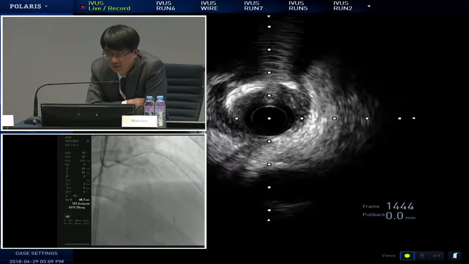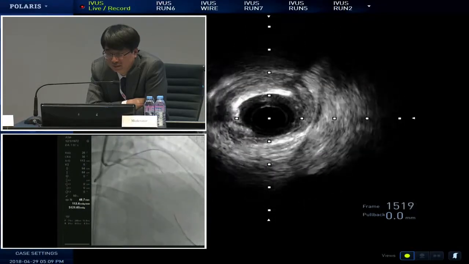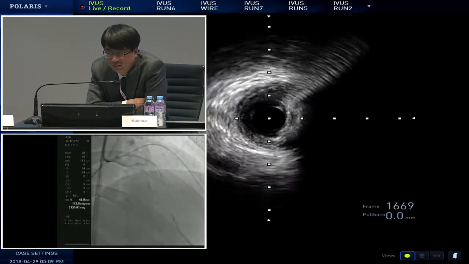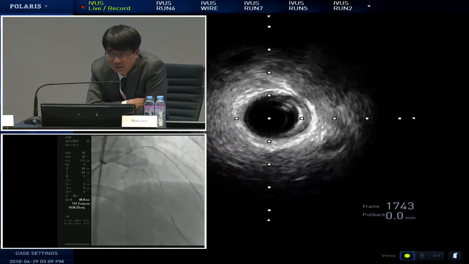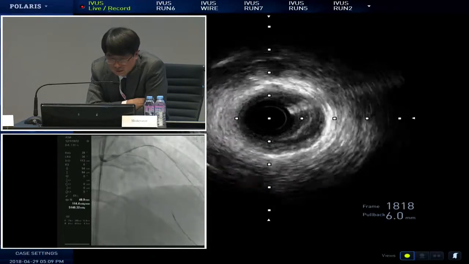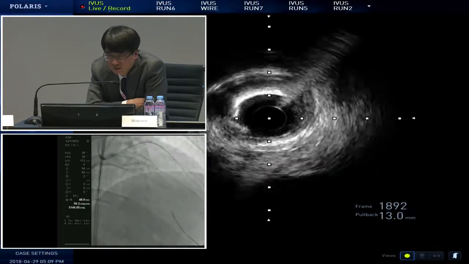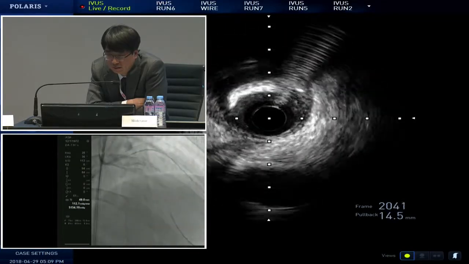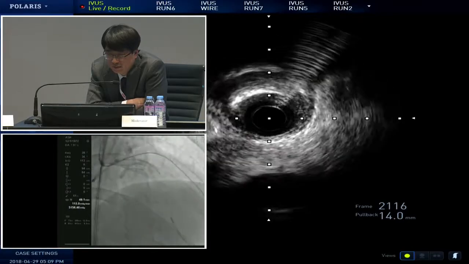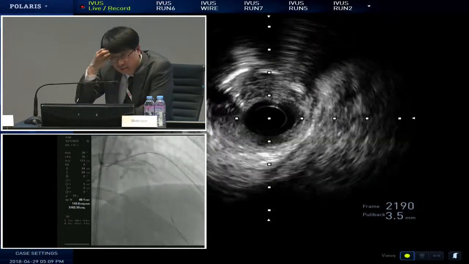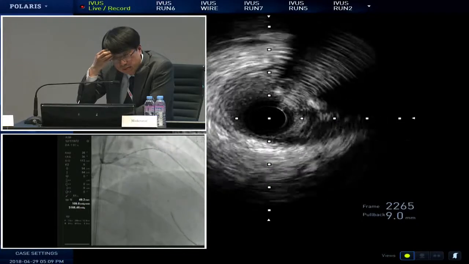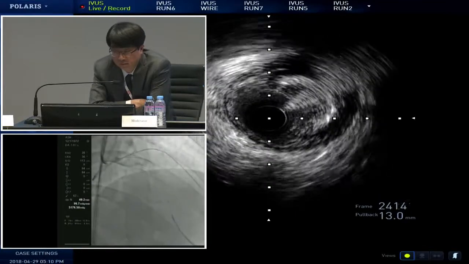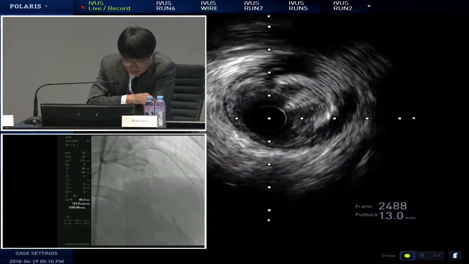Okay, just a moment. I advance. I measure again. Probably 2 cm is necessary. Yeah, 2 cm is required. So this is the distal part, and I put back. Okay, this is the diagonal branch. I put back a little bit, push. Okay, marking. And I put back to here. This point is just proximal of the diagonal branch, I think.